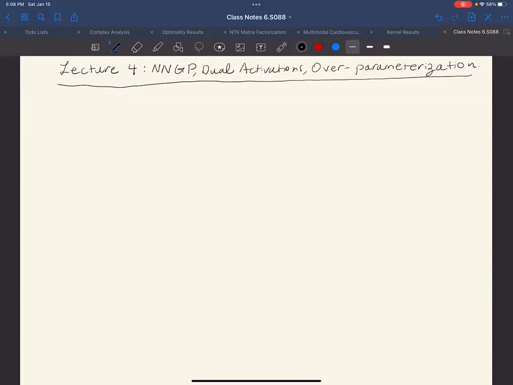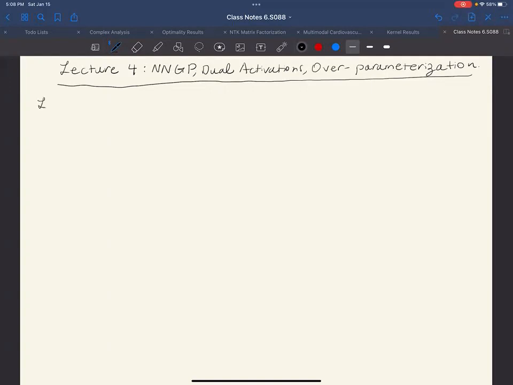And in this lecture, we're going to cover our first new material building on fundamentals of linear and kernel regression. In particular, we're going to cover some new tools that have come up in the past few decades called neural network Gaussian processes. And then more recently, work on dual activations and the benefits of overparameterization in machine learning. I know there's a lot of jargon here, but let's try to break it down simply from what we've learned so far in linear and kernel regression.